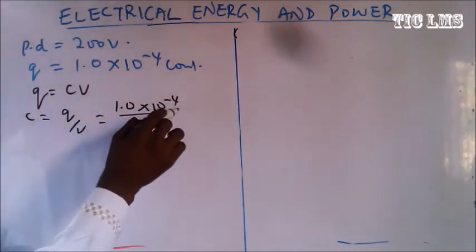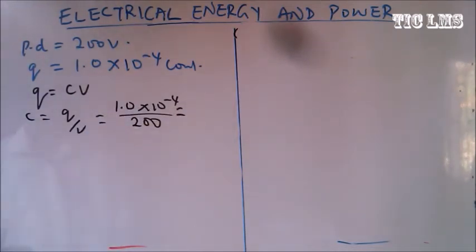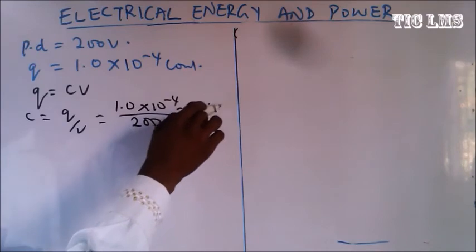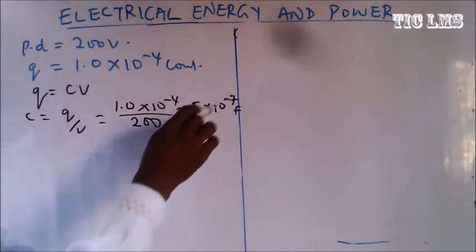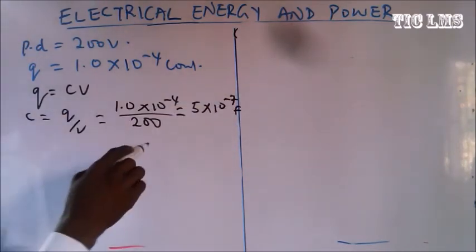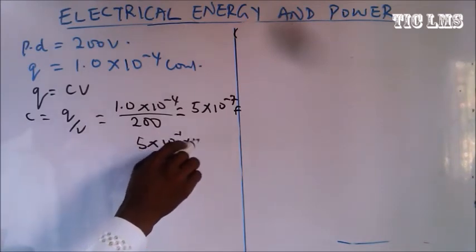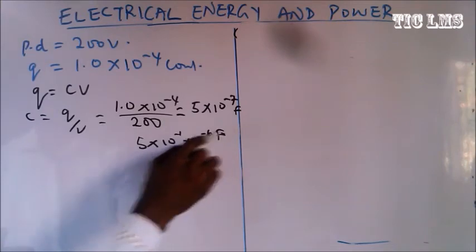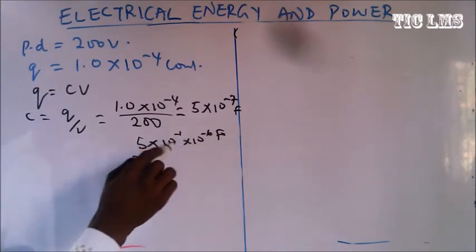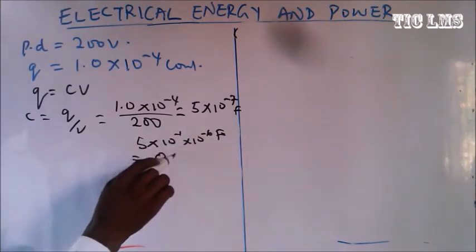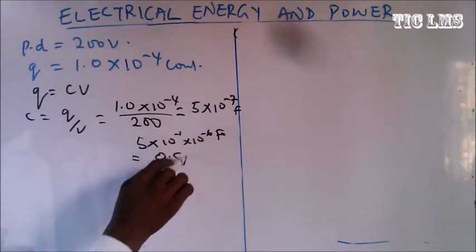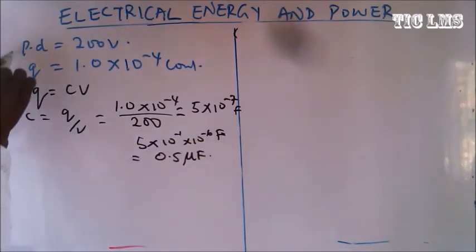When we multiply this through, we would have 5 times 10 raised to the power minus 7 farad, and we can change this into microfarad by saying 5 times 10 raised to the power minus 1 times 10 raised to the power minus 6 farad. So 5 times 10 raised to the power minus 1 is 0.5. Then 10 raised to the power minus 6 is microfarad. So that is the A part.